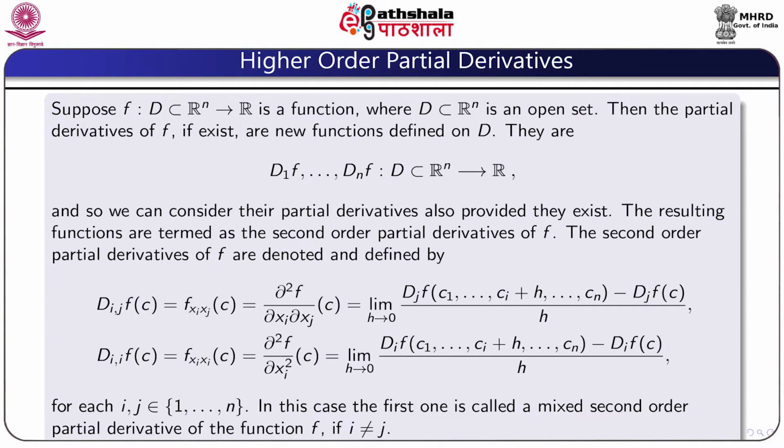Now, it is time to discuss higher order partial derivatives. Let D be a subset of Rn. For the sake of convenience, we consider D as an open set. Let f be a scalar field defined on D. If the partial derivatives of f exist, all of them are new functions defined on D. So, we have n many functions: del f del x1, del f del x2 up to del f del xn, or d1f up to dnf. All of them have domain D and are real valued.